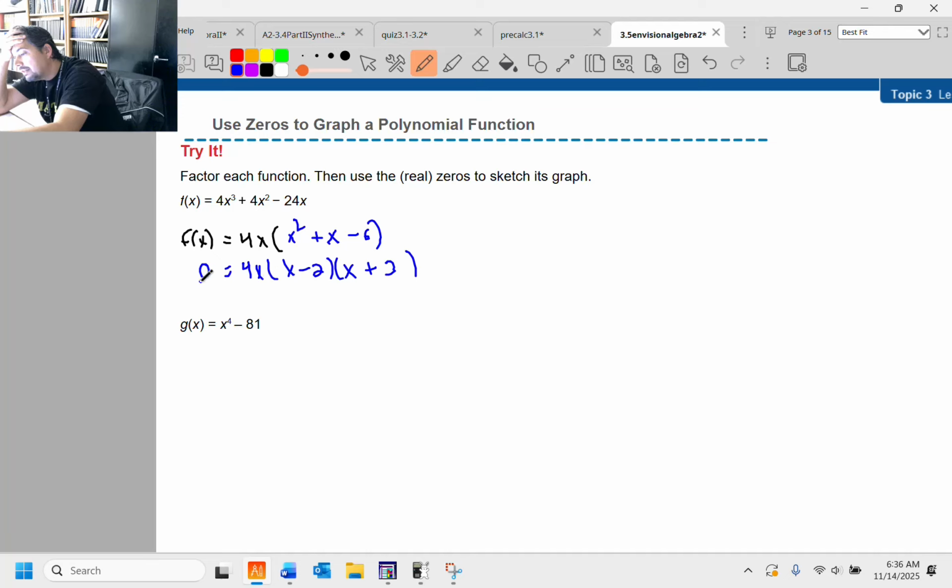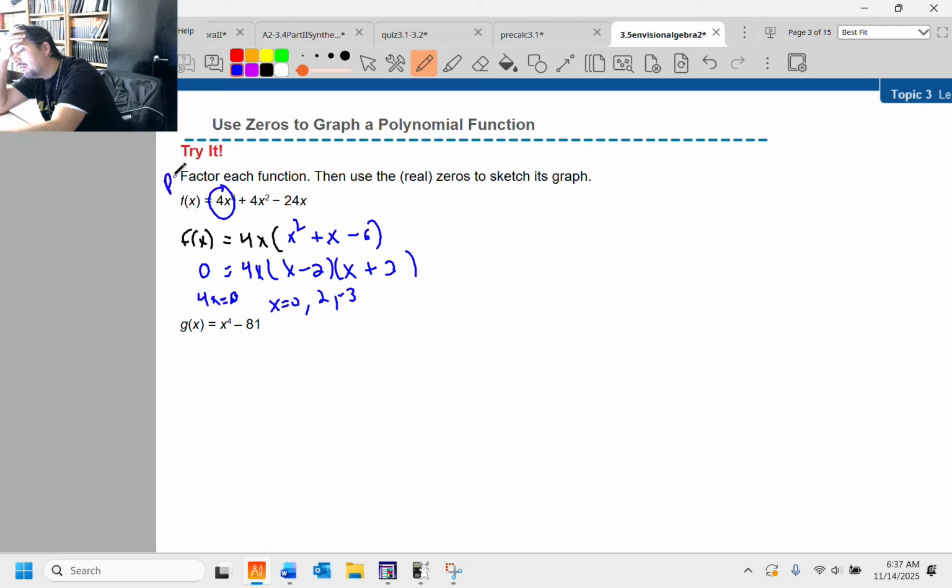Again, 4x is a 0. This is the one that a lot of kids struggle with. You know, I had a kid tell me the other day that x would be 2. Well, 4 times 2 is 8. x has to be 0 because 4 times 0 is 0. So I know that x is 0. Change sign to negative 3. Those are my 3 zeros.